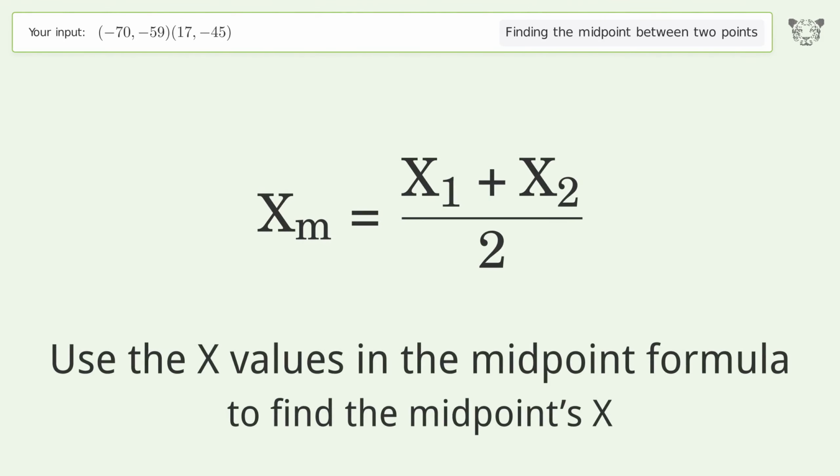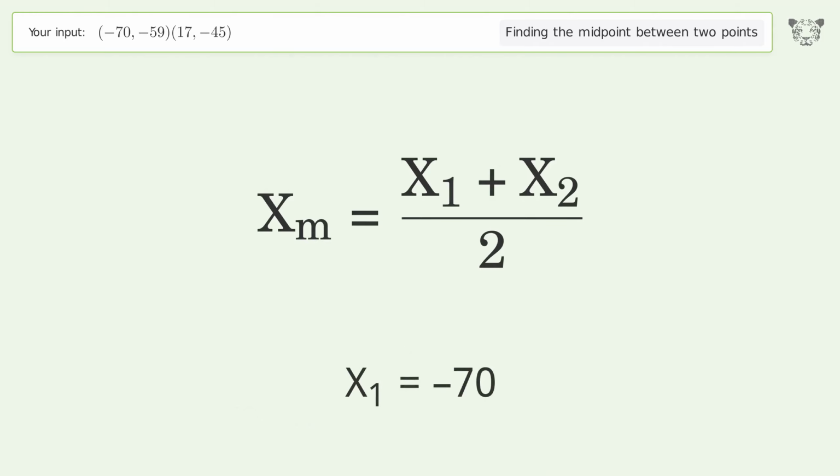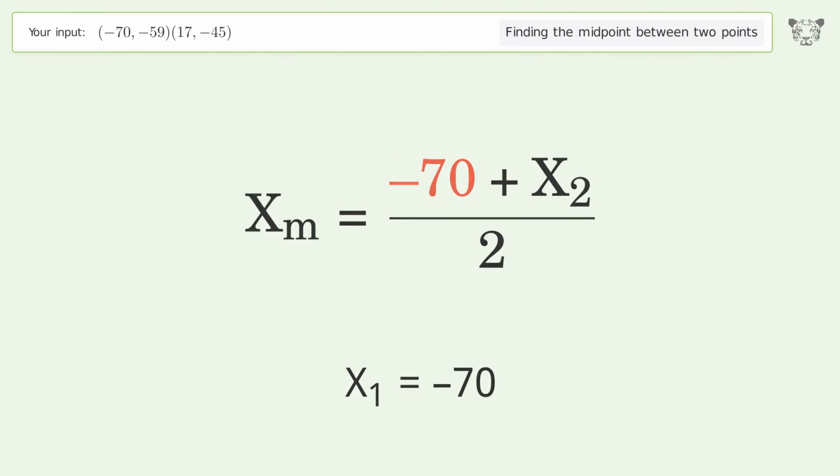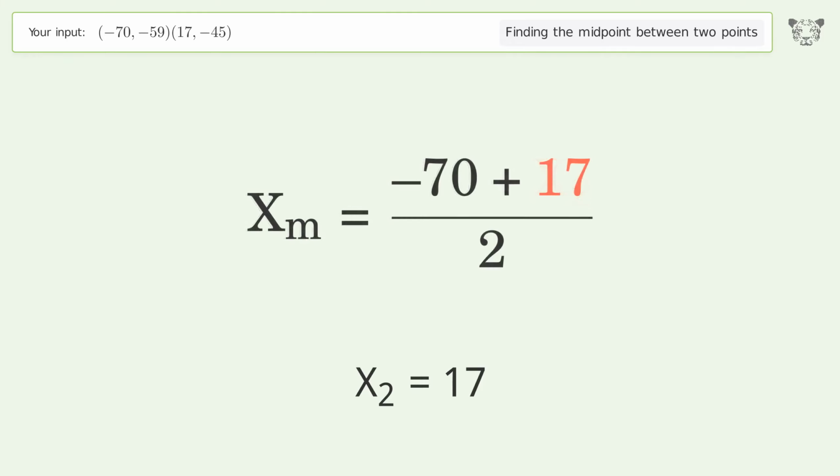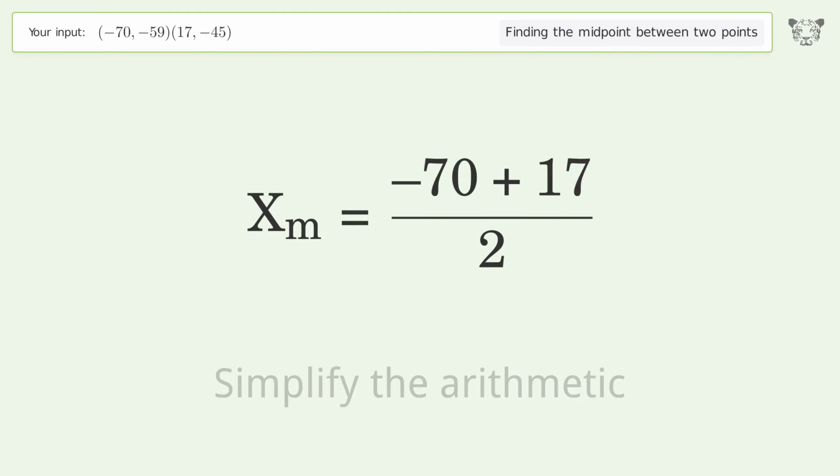Use the x values in the midpoint formula to find the midpoint's x. x1 equals negative 70. x2 equals 17. Simplify the arithmetic.